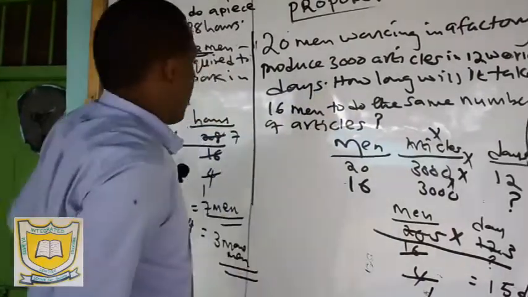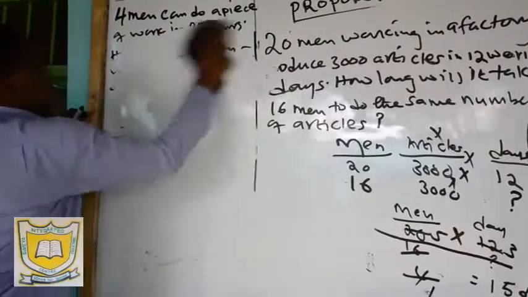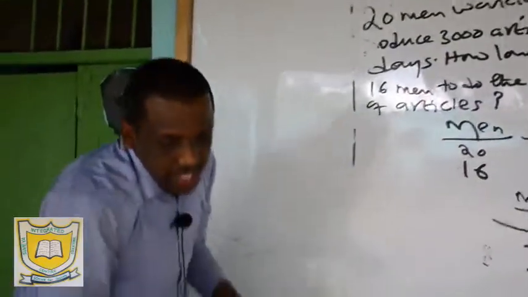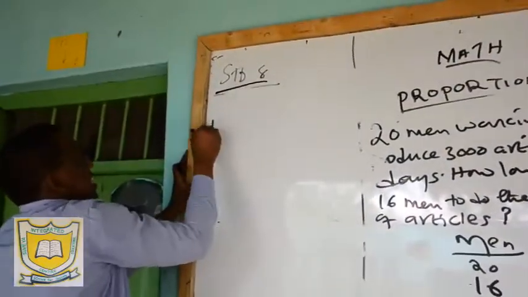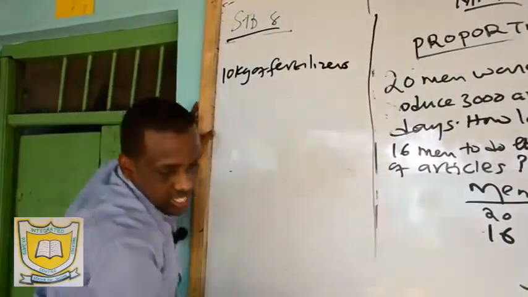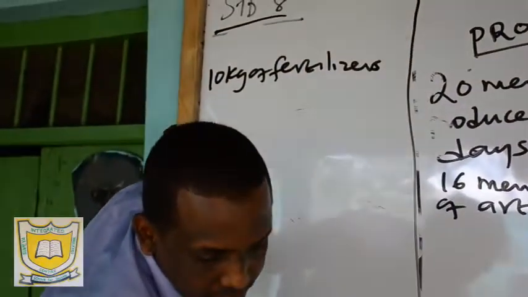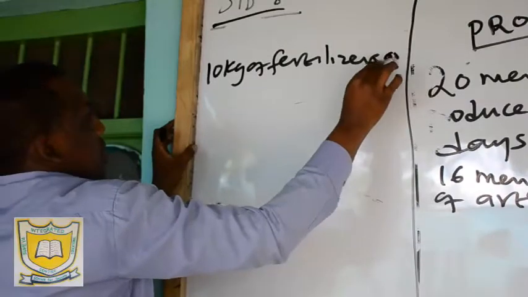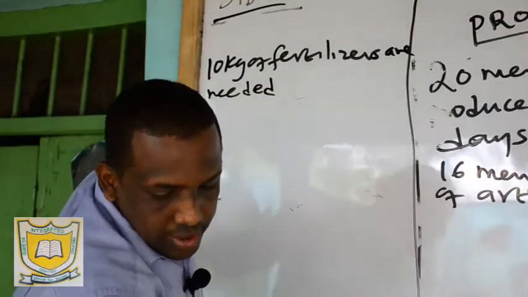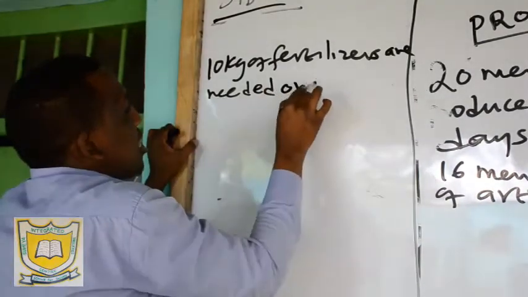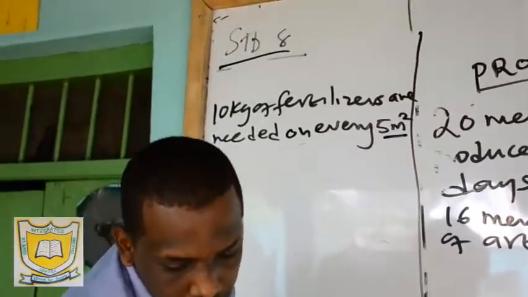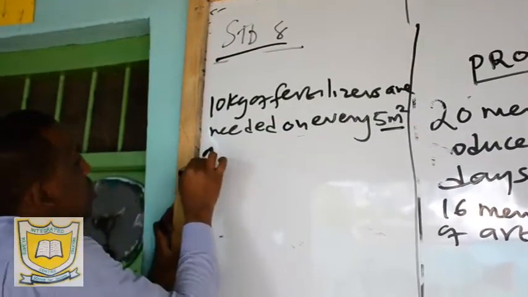The last question from this topic is here. You are told 10 kg of fertilizers are needed on every 5 meters squared of vegetable farm.